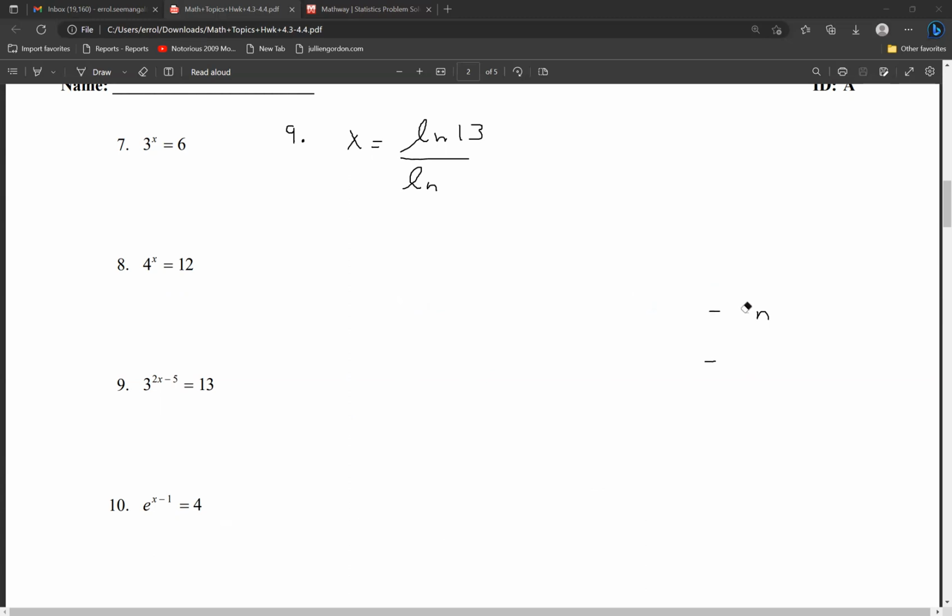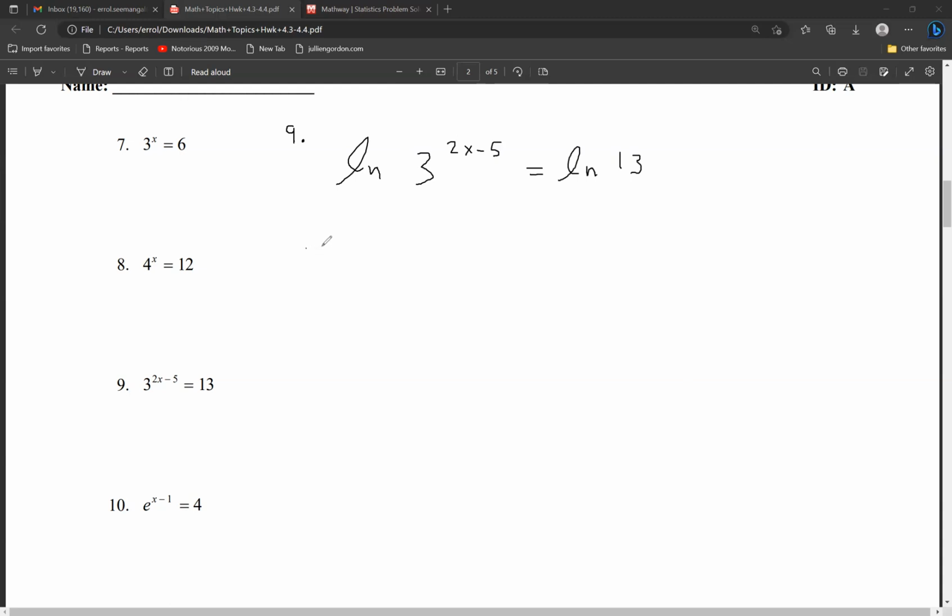All right, 9. All right, let's do it. Let's do every step on 9. Okay, so what we're going to do is take ln on both sides. ln 3 to the 2x minus 5 equals ln 13.